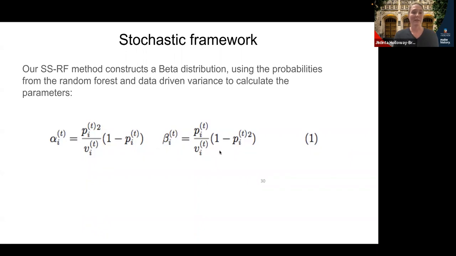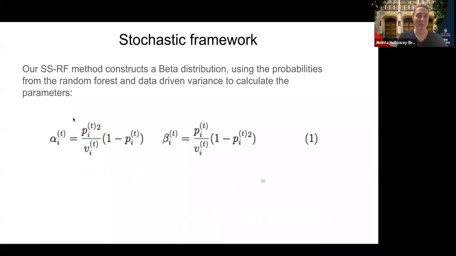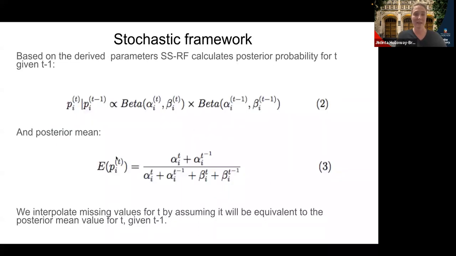What that gives us is a posterior probability of each pixel belonging to a class at time t. So in our image where we have the missing section, based on what we know about it from the last image, so t-1, right? We get our posterior mean based on our alphas and betas that we have derived from our probabilities from the random forest and our variance. And so we interpolate our missing values in our image at t by assuming it will be equivalent to our posterior mean value. So just our value for t given what we know at t-1.